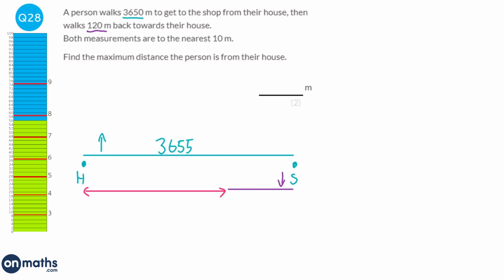So the accuracy is still 10 because it says both measurements are to the nearest 10 meters. So we're going to halve the accuracy. 10 would be 5, and this time we're going to take it away. So 120 take away 5 would be 115. Okay, so to find the maximum distance the person is from their house, we're just going to do 3,655 take away 115, which will equal 3,540.